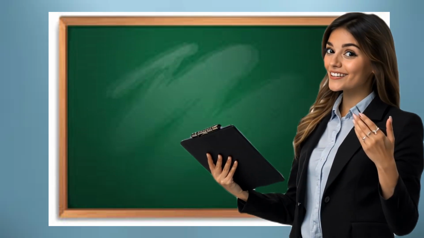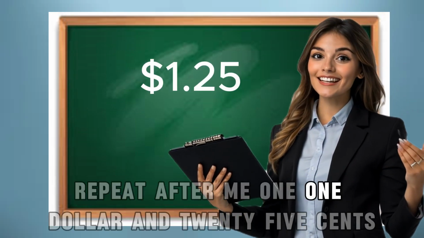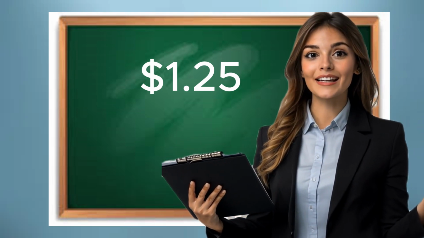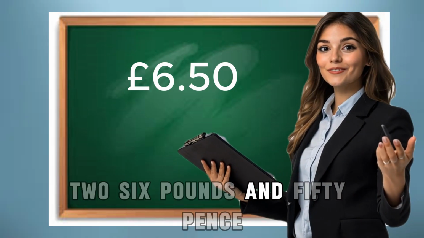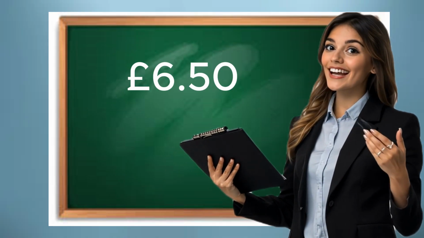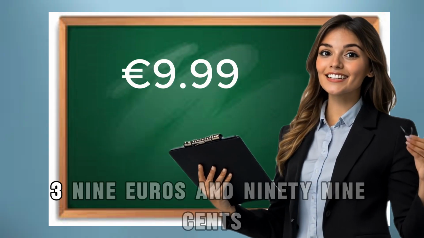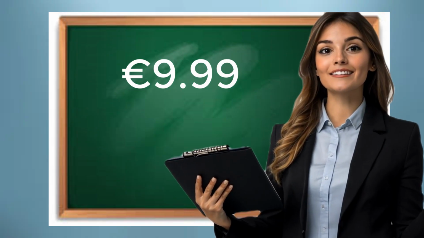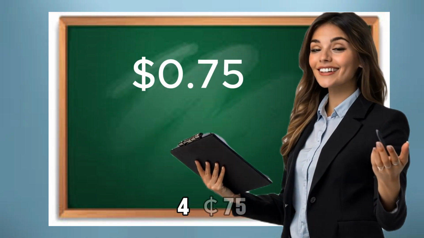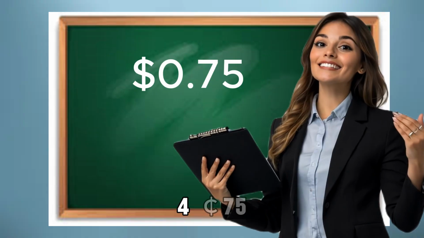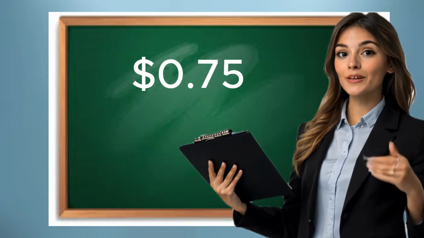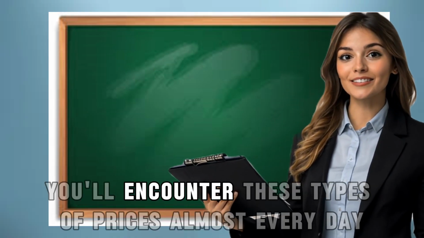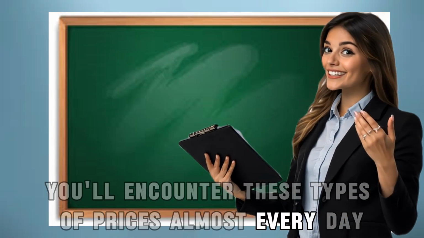Let's practice. Repeat after me. 1, $1.25. 2, £6.50. 3, €9.99. 4, 75 cents. Well done! Practice saying these until they feel natural. You'll encounter these types of prices almost every day.